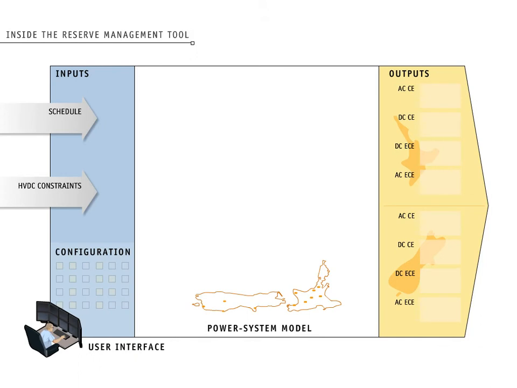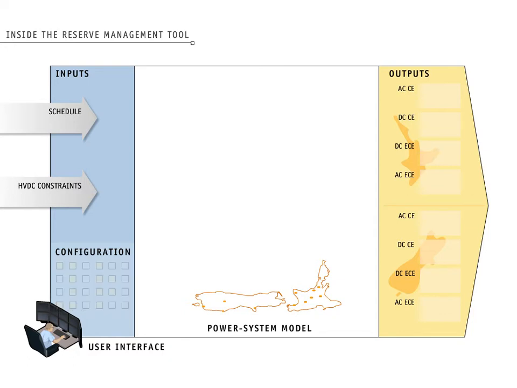Firstly, to perform reserve calculations for a given trading period, RMT needs to know the schedule for that period as produced by SPD. Then, RMT also needs to know what the operating configuration and constraints on the HVDC link are during the given trading period. There's also a range of configuration data that can influence RMT calculations. These data may be altered by the system operator when required.